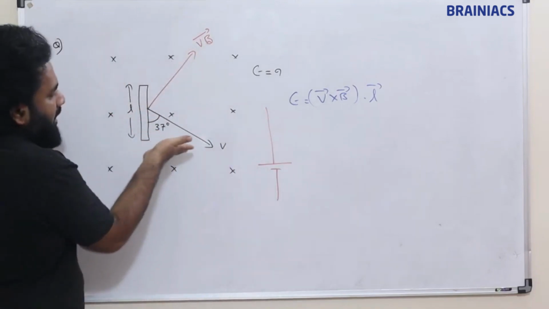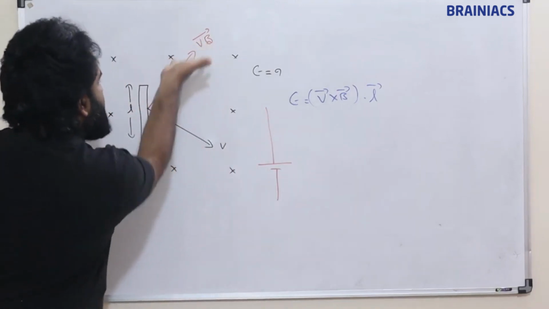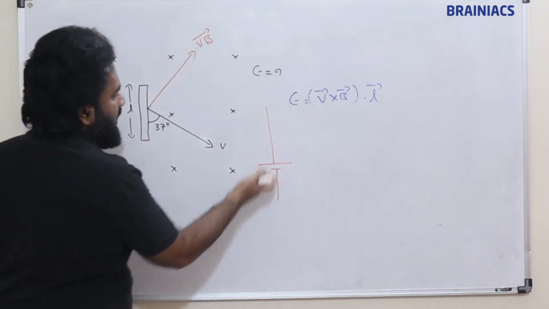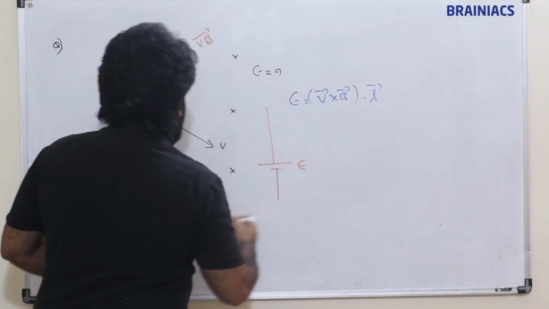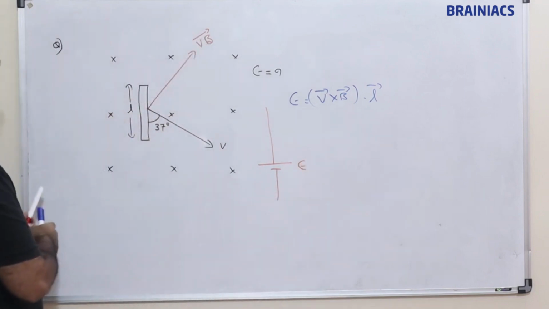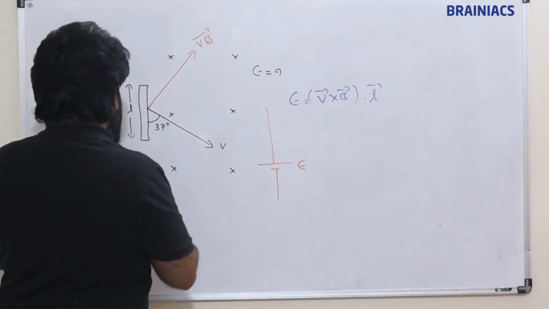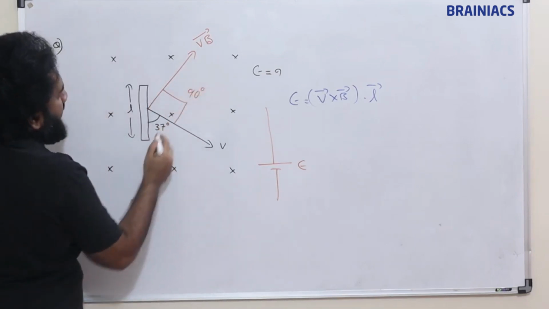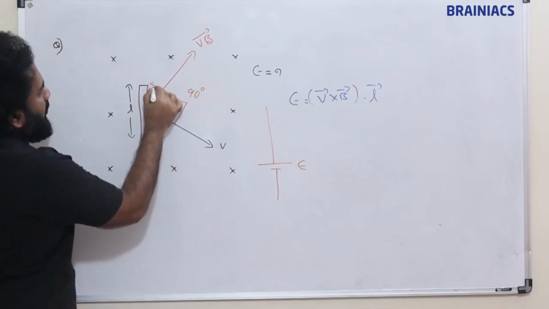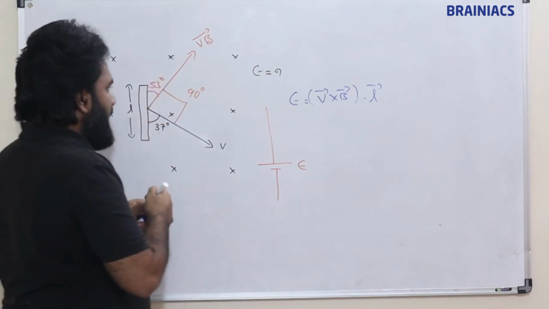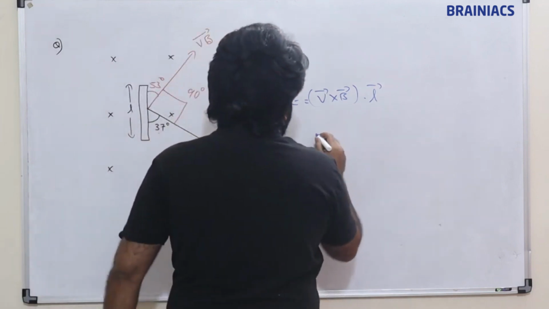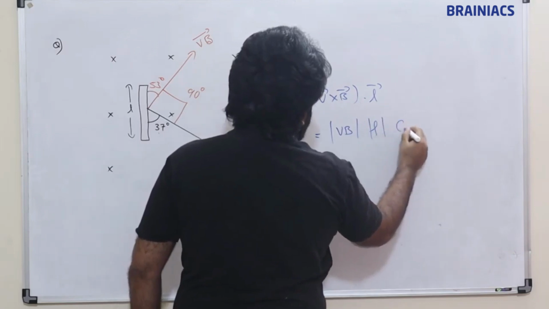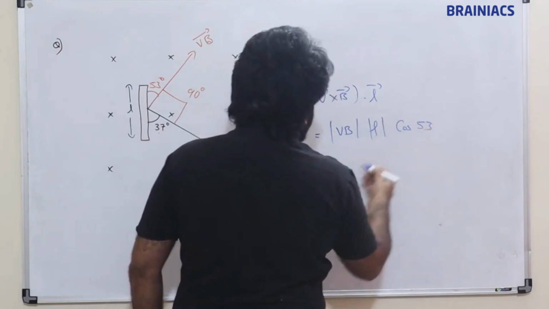Okay, see, this is the direction of magnetic field, this is velocity, so this is how in upper direction VB vector will act. So in the upper direction we can take the EMF polarity. Okay, right. Now this is going to be 90 degree, this is going to be 90 degree. If this is 37, this is going to be 53 degree. So the magnitude of VB, magnitude of L and cos 53.